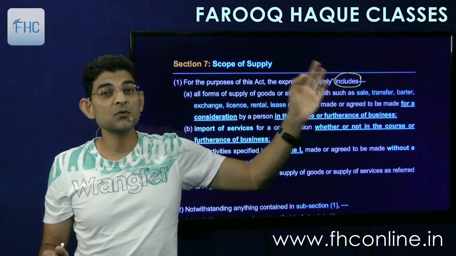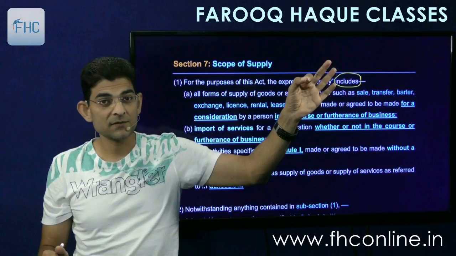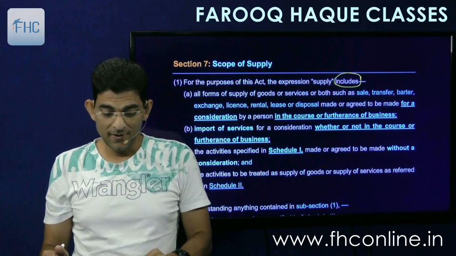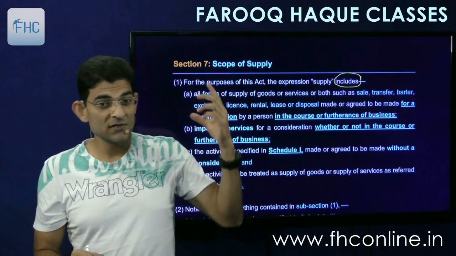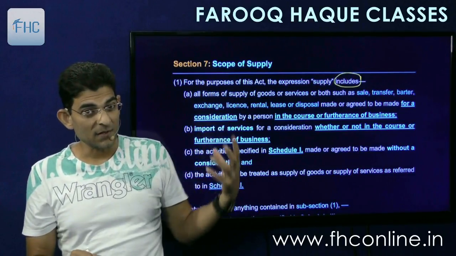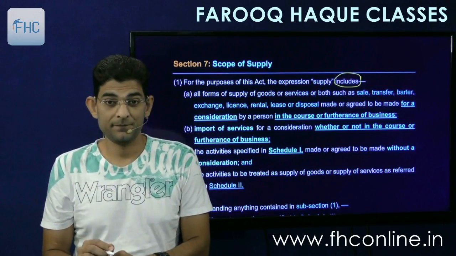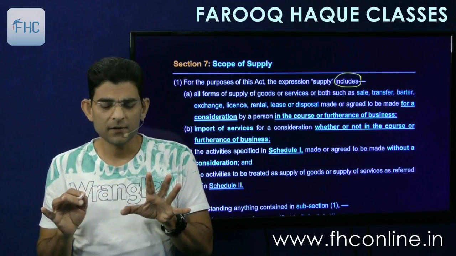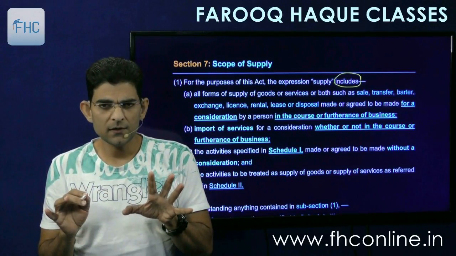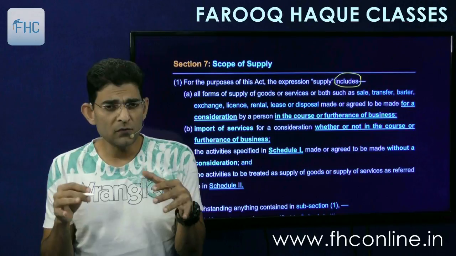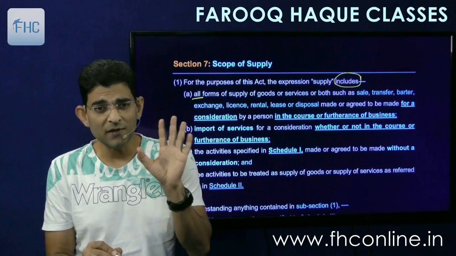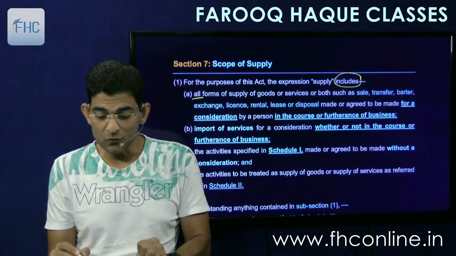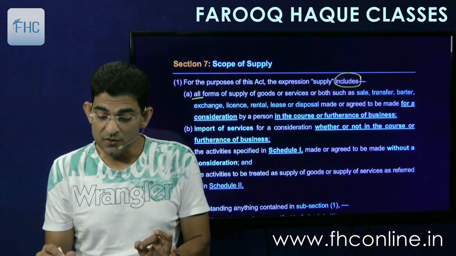Understood? The purpose is to stop avoidance of tax. Simple. Now let's see what all things they have included here. So these are just examples, right? These are just examples. A, all forms of supply. Now they are giving the example, so they say all forms of supply. "All" itself includes everything. All forms of supply of goods or service or both, such as.